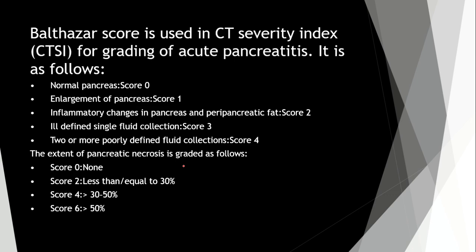We have the Balthazar score, which is used in the CT severity index for grading of acute pancreatitis. It is as follows: normal pancreas, score 0. Enlargement of pancreas, score 1 point. Inflammatory change in pancreas and peripancreatic fat, score 2 points. Ill-defined single fluid collection, score 3. 2 or more poorly defined fluid collections, score 4. The extent of pancreatic necrosis is graded as follows: score 0, score 2, score 4, and score 6. You must write down this score. And we go further.